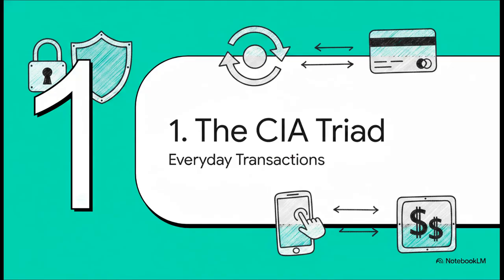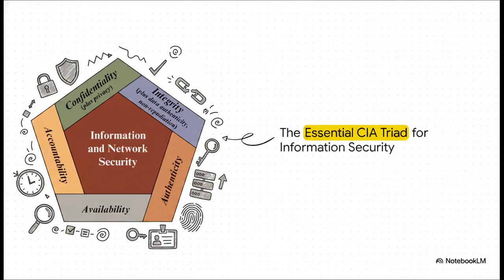Starting things off with Module 1, the CIA triad in banking. We're going to ground these massive security concepts in everyday transactions you're already super familiar with. At the absolute heart of information and network security, we have three fundamental objectives. You'll hear this called the CIA triad. C is for confidentiality. That's keeping your data safe from unauthorized snooping. I is for integrity, meaning information can only be modified in strictly authorized ways. And A is for availability, basically making sure the systems are actually there and working when you need them.